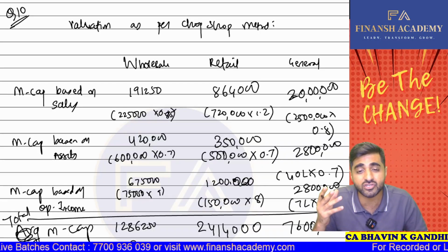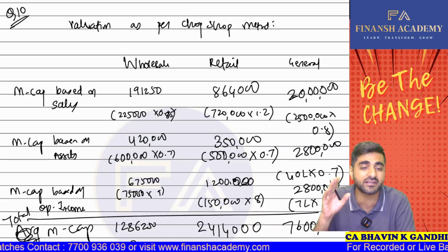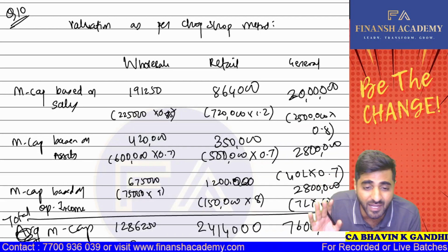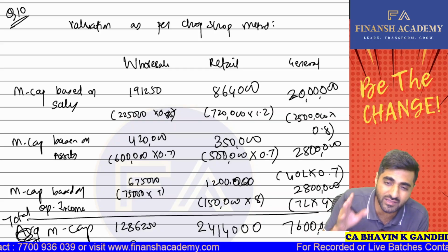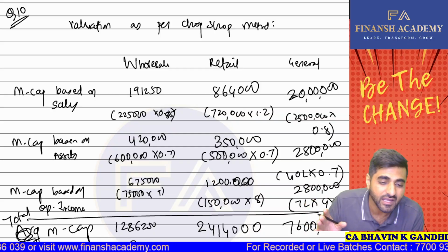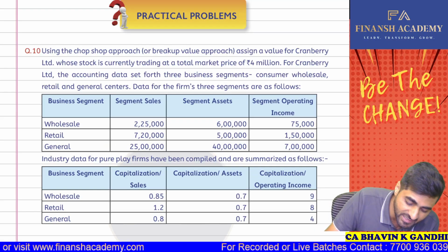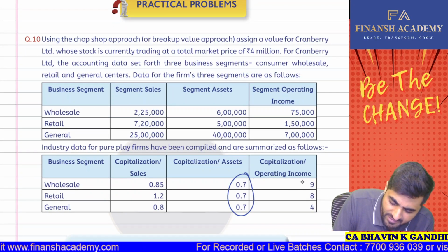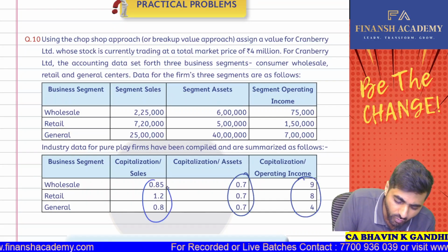As you all can see, valuation is as per the chop shop method: wholesale, retail, and general. If market cap is based on sales, then these are the three market caps. If it's based on assets, these are the market caps. And if it's based on operating income, these are the market caps. And they have given you the indicators here.